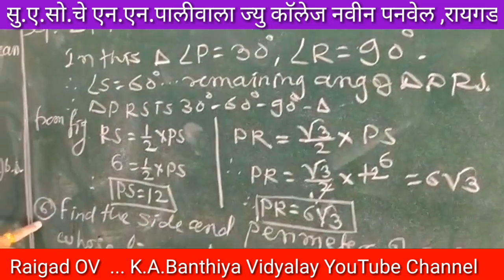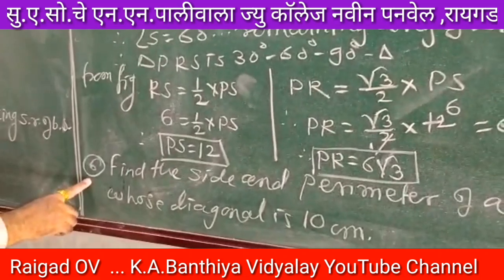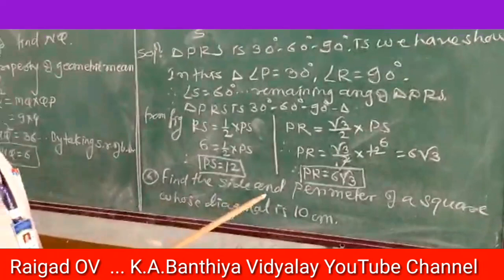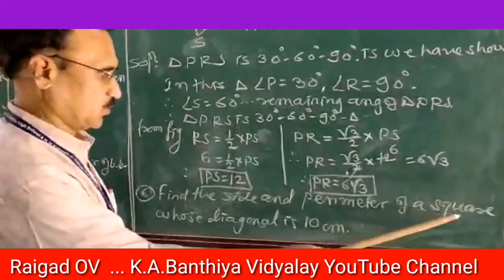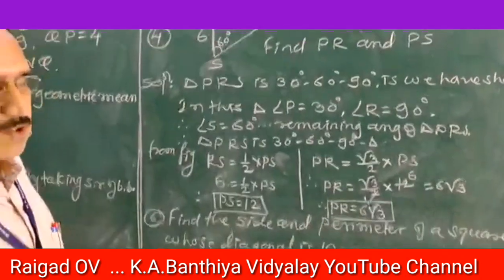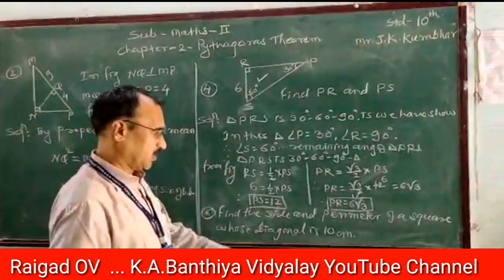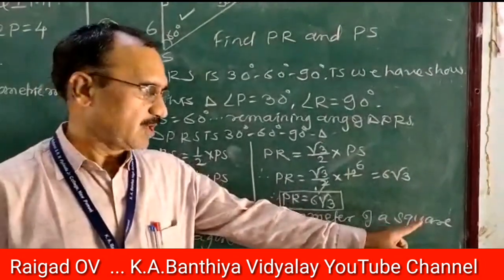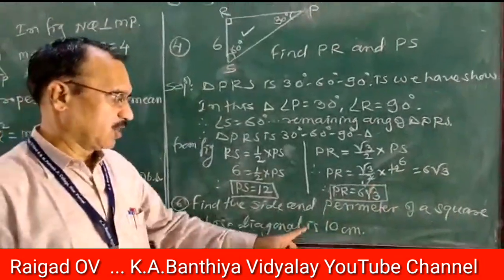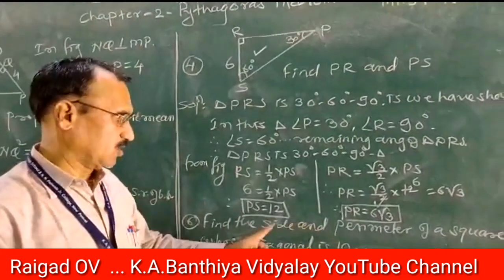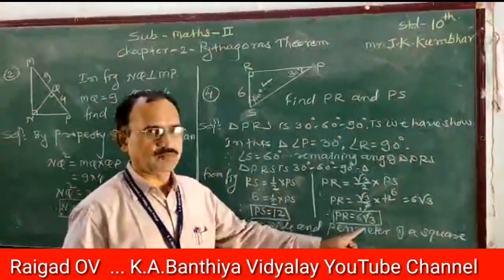Now here this is the 6th example in our textbook. Find the side and perimeter of a square whose diagonal is 10 centimeters. You try to solve it yourself. How can we solve? First we want to draw the figure of the square. If we draw the square, then the diagonal of the square is 10. Then easily you can find the answer for the side and perimeter of the square.